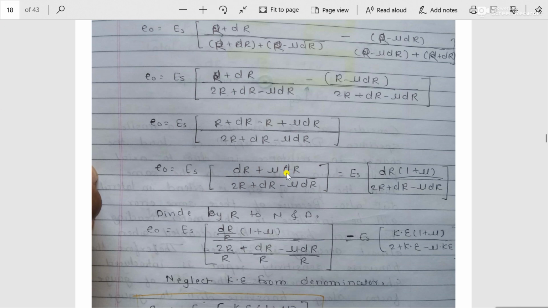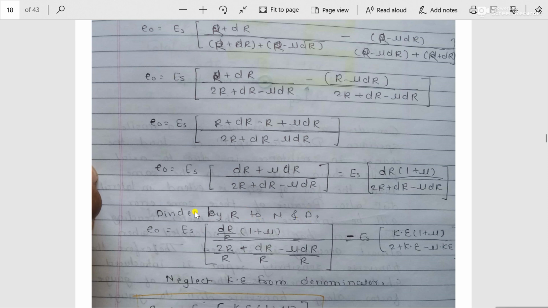At the numerator delta R is present, so if I take delta R outside the bracket, the equation becomes Es in bracket delta R in bracket 1 plus mu divided by this denominator as it is, that is 2R plus delta R minus mu into delta R. Now you get the equation in the form of delta R, but I have to write this E0 equation in the form of k into epsilon, and to obtain this k into epsilon term, I have to generate the equation in the form of delta R upon R.